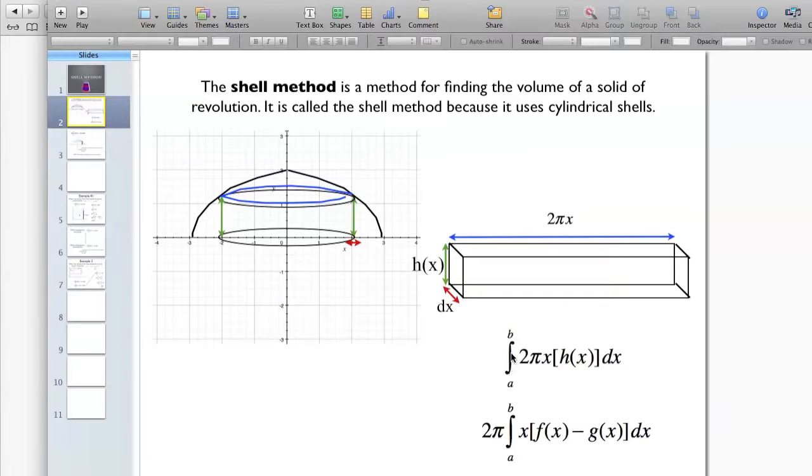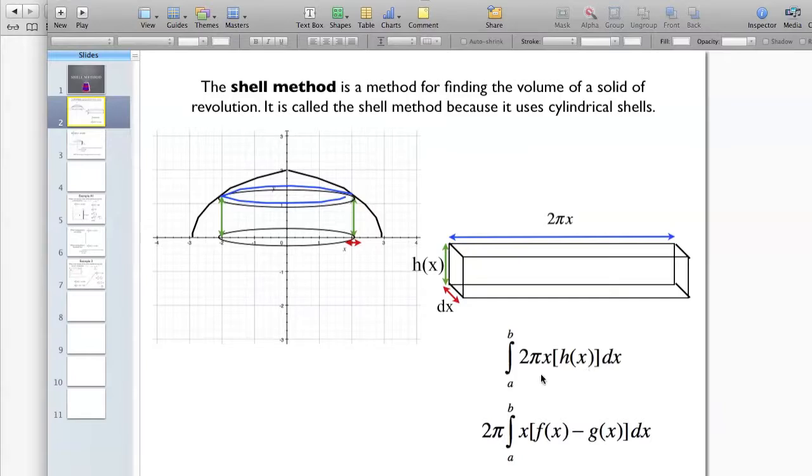So here's the integration from a to b, the summation of the volume of one cylinder. And we all know that the volume of a rectangular prism is length times width times height. So let's multiply these three, and that we should get the volume of one cylinder. So 2 pi x, which is the length, h of x, which is the height, and dx, which is the width, and altogether that integrated from a to b is the volume of the entire solid.